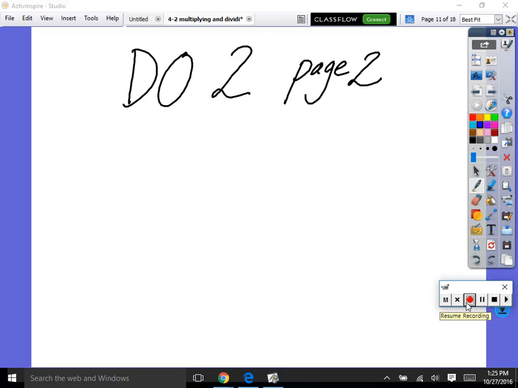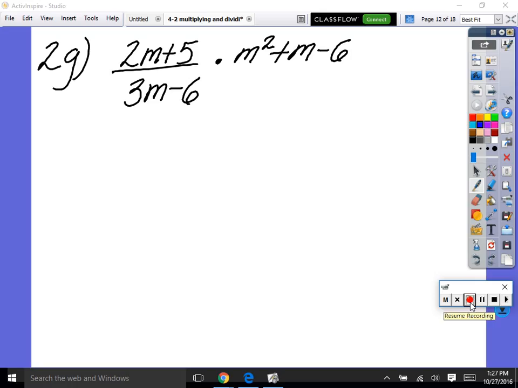Yep. If you all got this, what answer did you all have for number 2 on page 2? Okay, everybody go back to the notes, quickly. Go back to the notes. Here we go. Next example here.